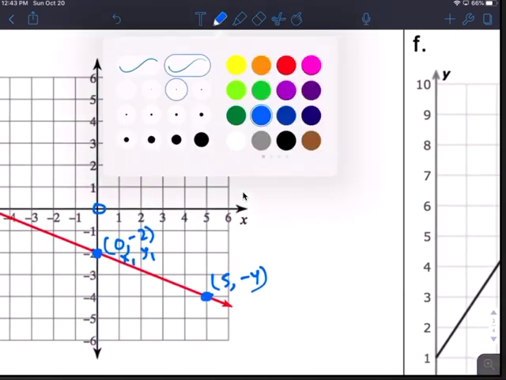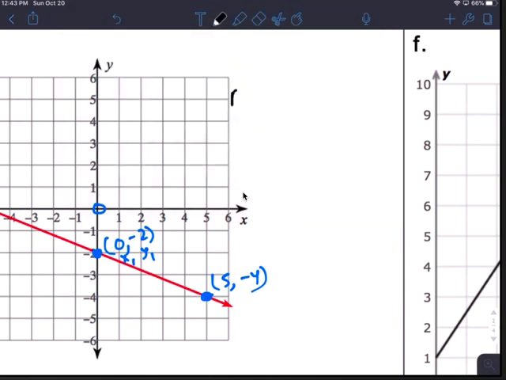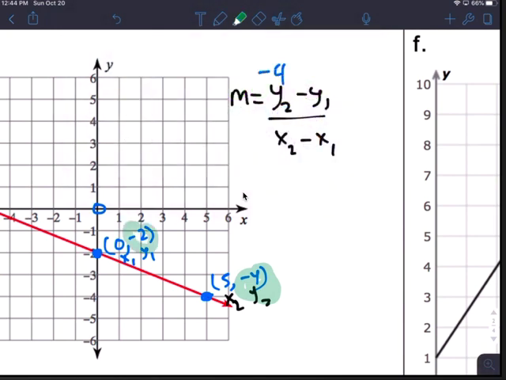Do the rate of change. M equals a ratio, y sub 2 minus y sub 1 over x sub 2 minus x sub 1. Oh, this one is x sub 2, y sub 2. y sub 2 is negative 4 minus y sub 1 is negative 2. So your numerator is negative 4 minus a negative 2.